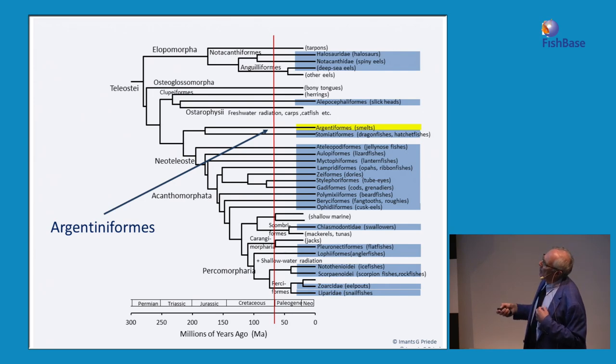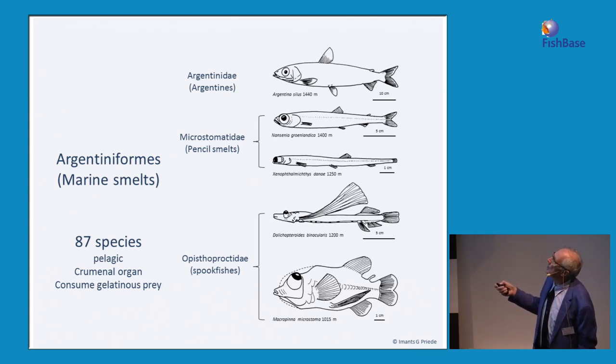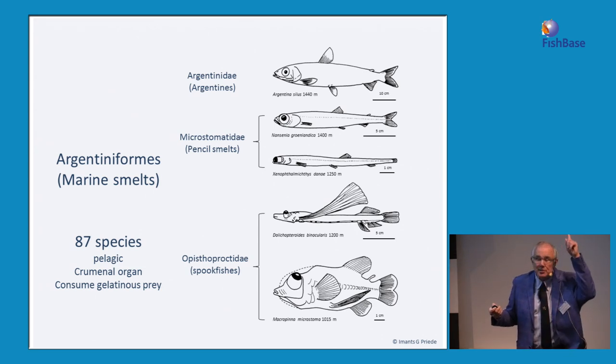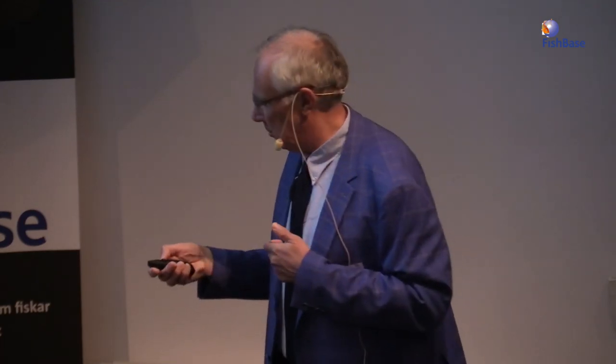Now we move to Argentiniformes, and these are very varied. From the argentines, basic silvery herring-like fish, through to these tube eyes, which have upward-looking eyes, trying to spot prey above, through to these spook fishes, or Opisthoproctidae. All of these fish have a crumenal organ in the throat. This is a sort of grinding organ that enables them to eat deep sea jelly. And so they can grind up the jelly and swallow it.